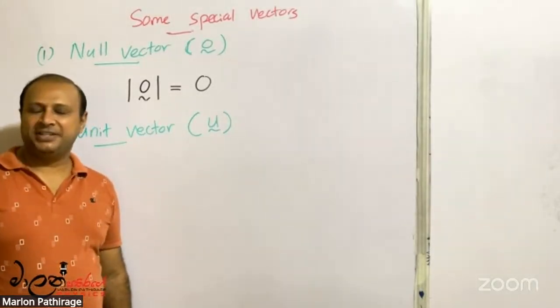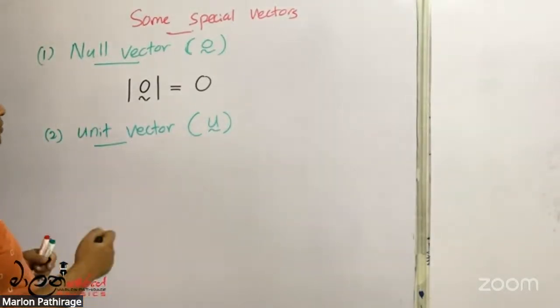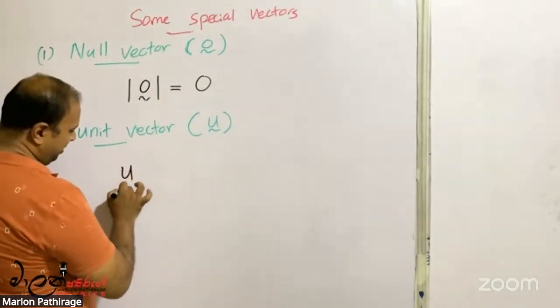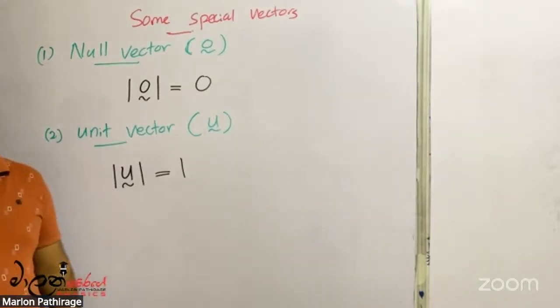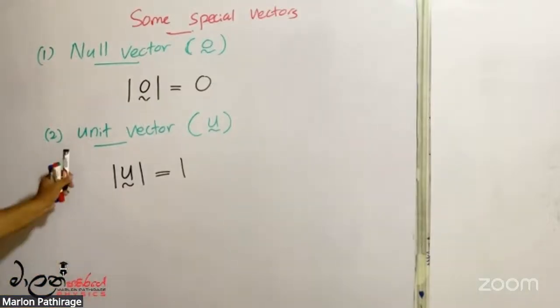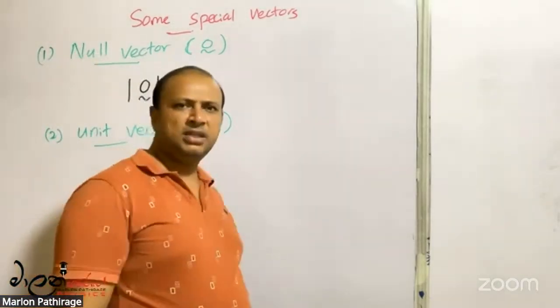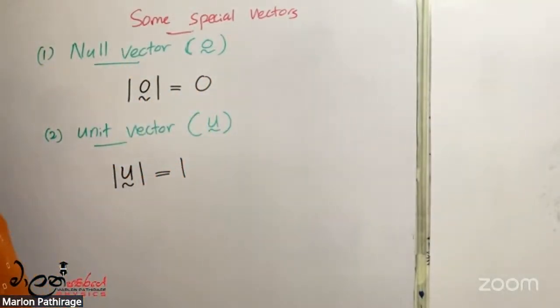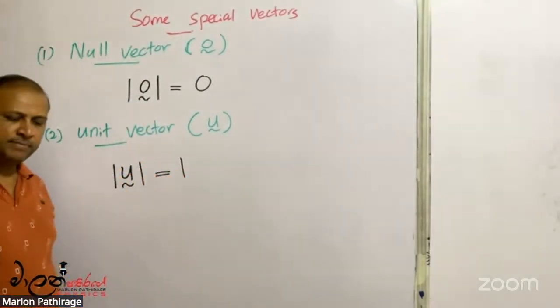Yes. A unit vector is a vector whose magnitude is equal to 1 unit. So this is the symbol of the unit vector. Write this one: a unit vector is the vector whose magnitude is equal to 1.